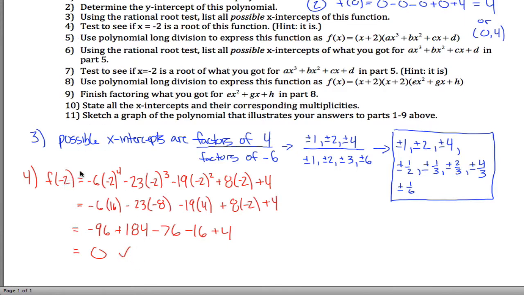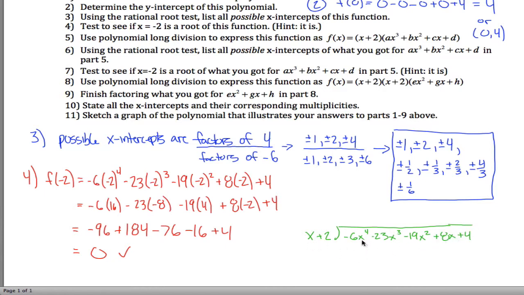Because f of negative 2 is equal to 0, I have that negative 2 is a root of this function. If negative 2 is a root of this function, then that means x plus 2 is a factor. I can do x plus 2 divided by this function, negative 6x to the 4th power minus 23x to the 3rd power minus 19x squared plus 8x plus 4, and it should divide evenly.